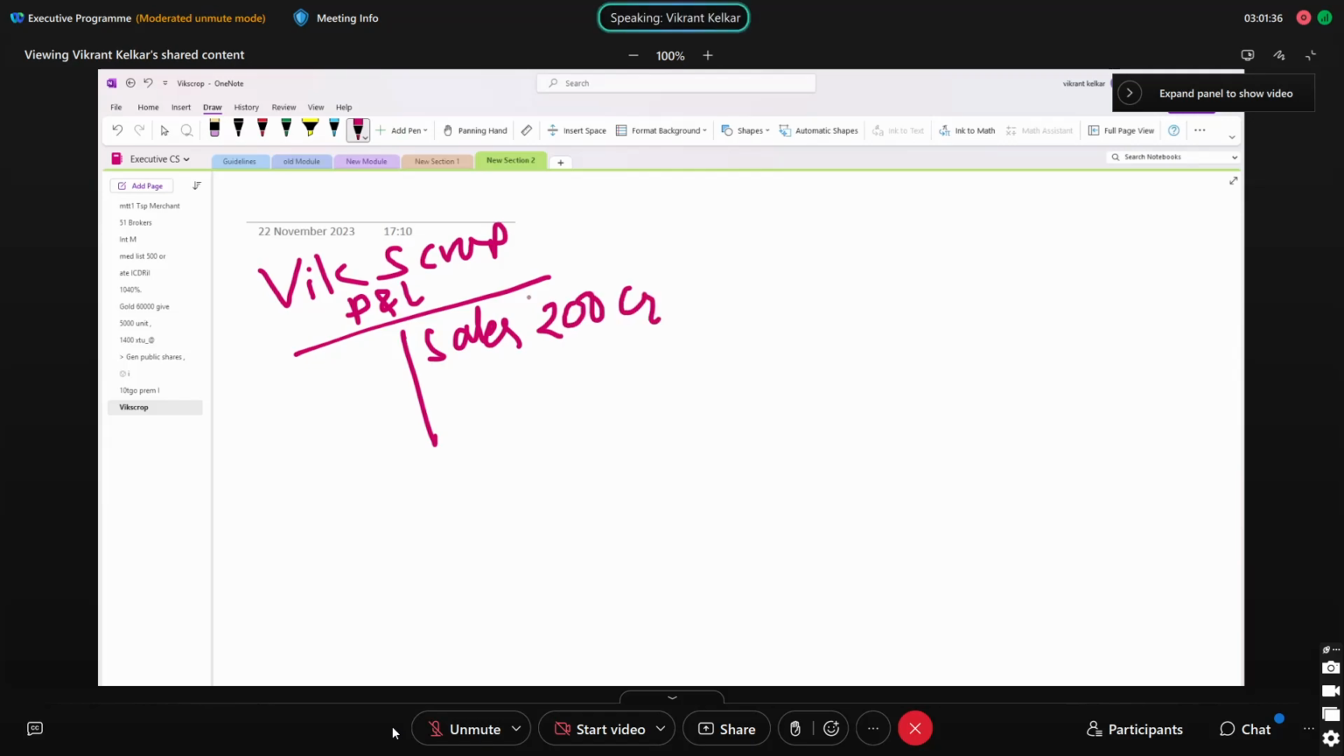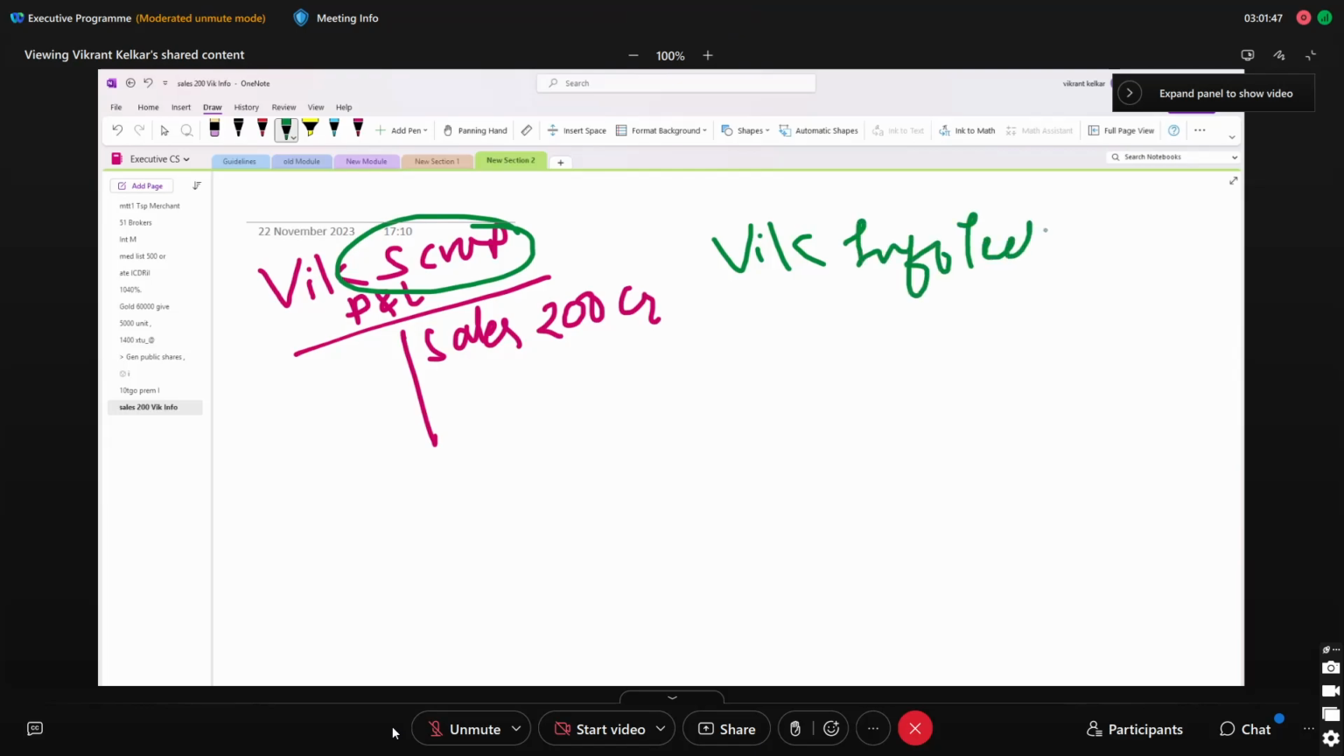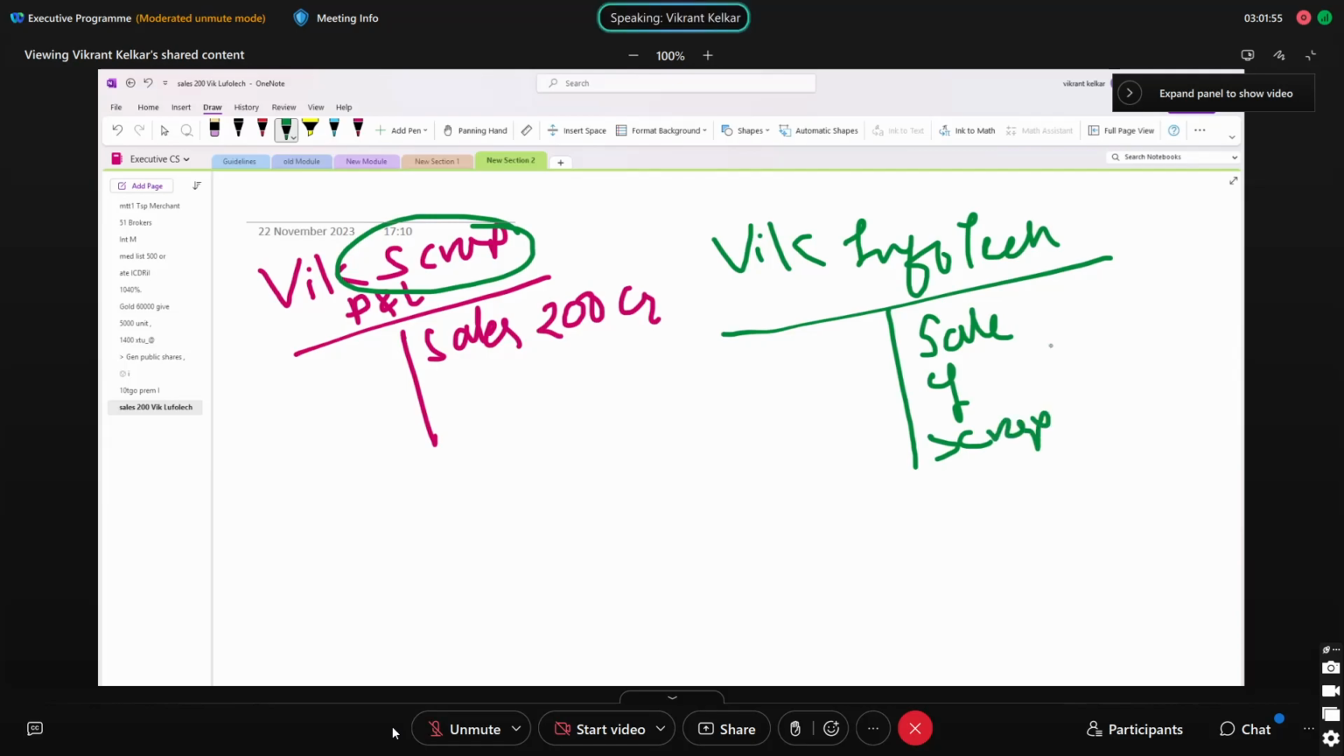Okay. Now what I'm doing, I'm changing the name of my company from Vikrant Scrap Limited to Vikrant Infotech. Correct. And what I'm having on the credit side of my P&L is again sale of scrap of 200 crore. Now tell me, is this cheating to the investor or not?